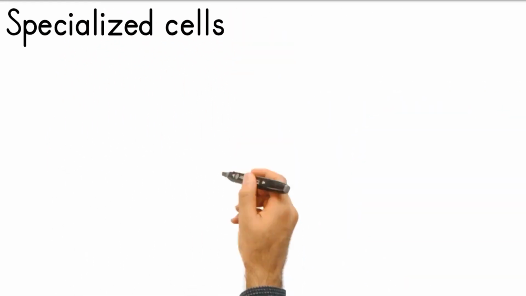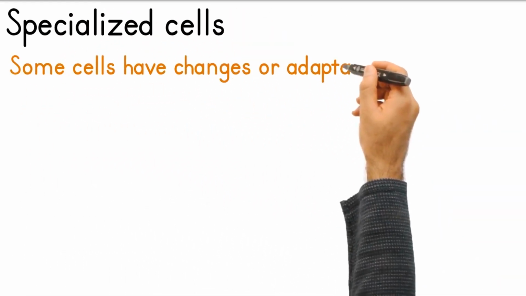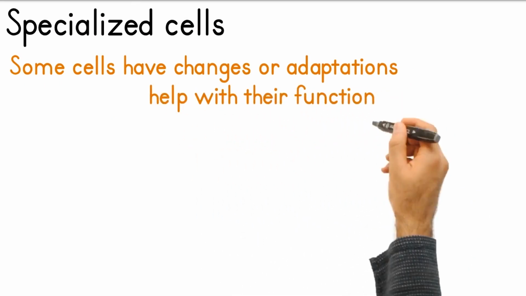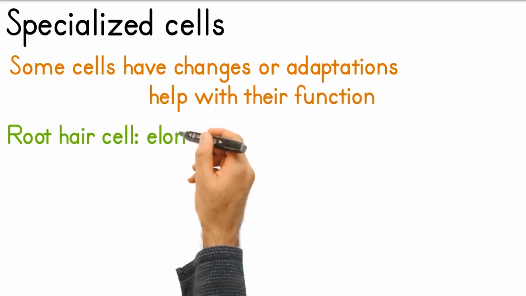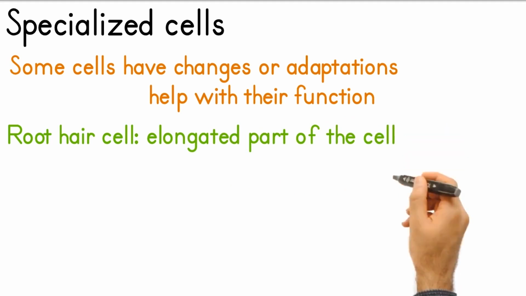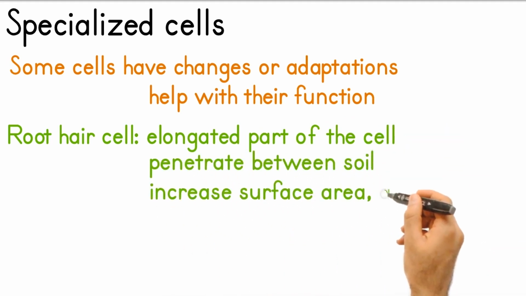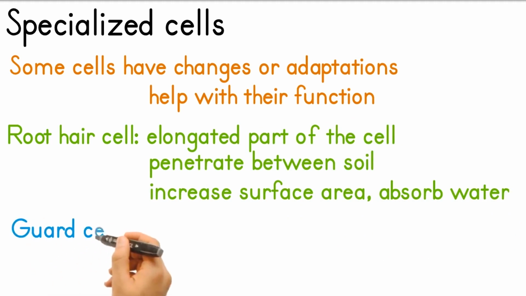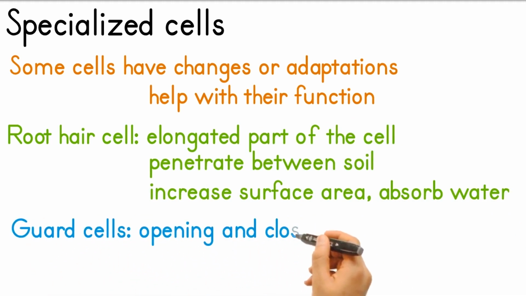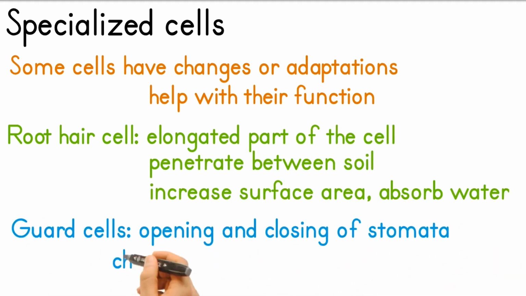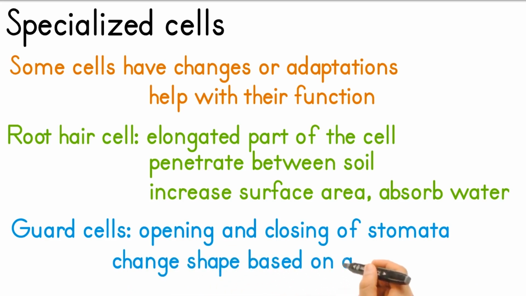Specialized cells. Some cells have changes or adaptations to help with their function. A root hair cell has an extension or elongated part of the cell to penetrate between soil and increase surface area to absorb water. Guard cells control the opening and closing of stomata on leaves, and can change shape based on the amount of water available.